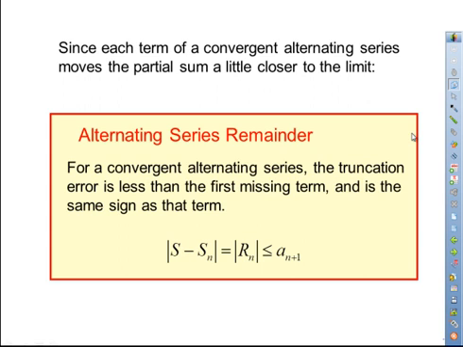So one of the things about the alternating series test is that we can find what the sum of my series is. For a convergent alternating series, the truncation error is less than the first missing term and it's the same sign as that term. So basically what it means is that the sum is somewhere between the last term that you found plus or minus. And it's hard to see it in this, so we're going to do an example.